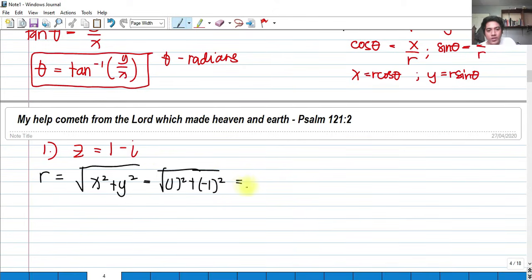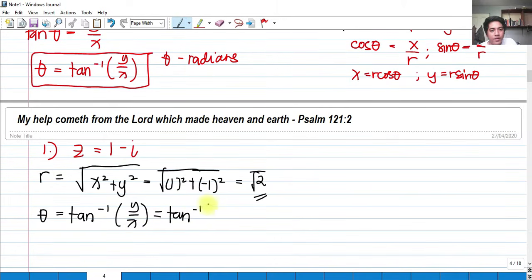So we know that this should be square root of 2, and that is the positive length of our vector, r. What we also need to get is theta, which is equal to arctan of y over x. Our y here is negative 1 over 1, so that is simply the arctan of negative 1, which is negative pi over 4.